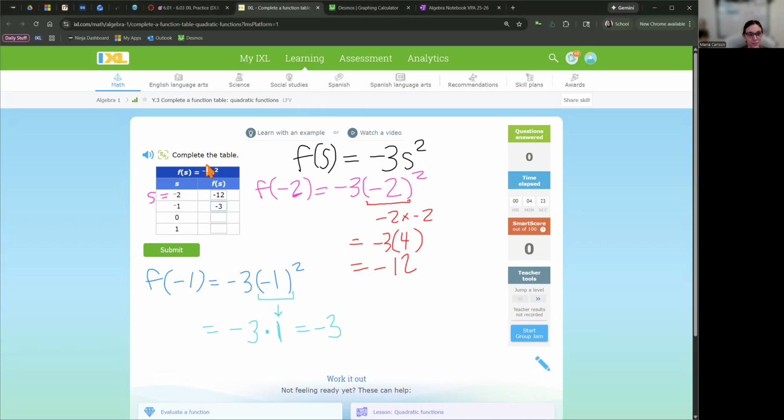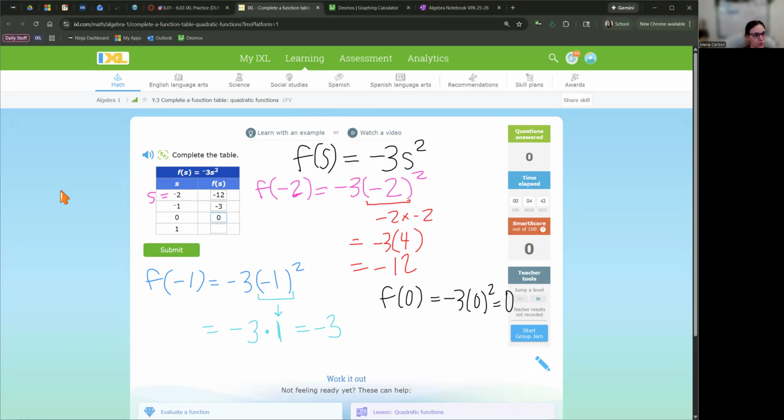All right, 0 squared is 0. I'm going to write this out really quick. So f of 0, we have -3 times 0 squared, which is just 0. So -3 times 0 will give us 0.